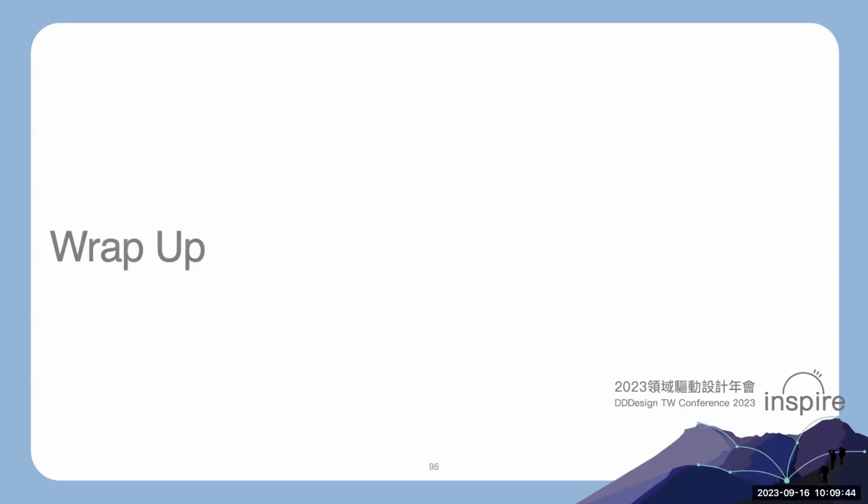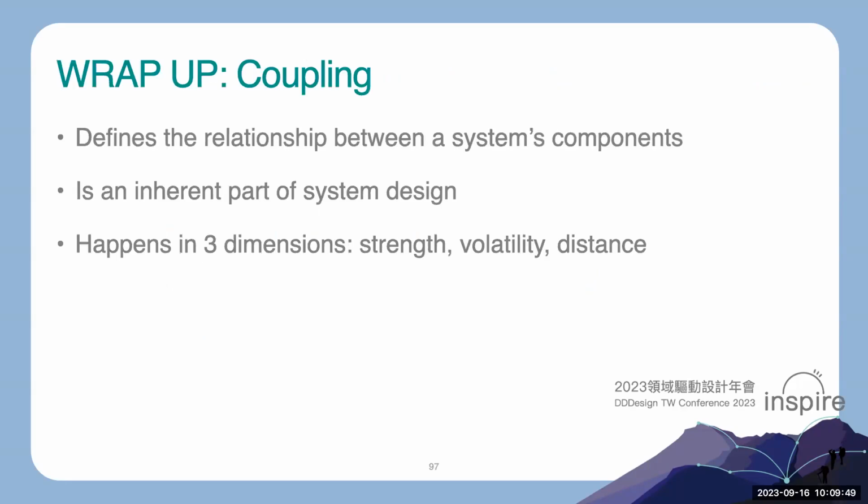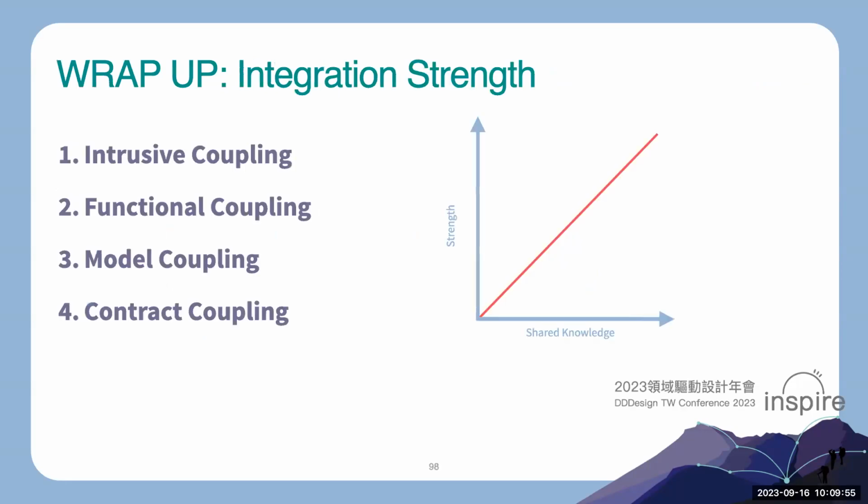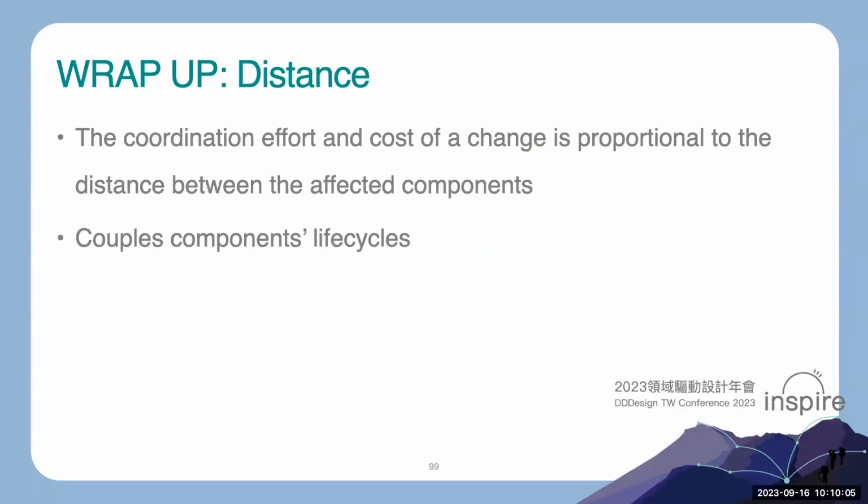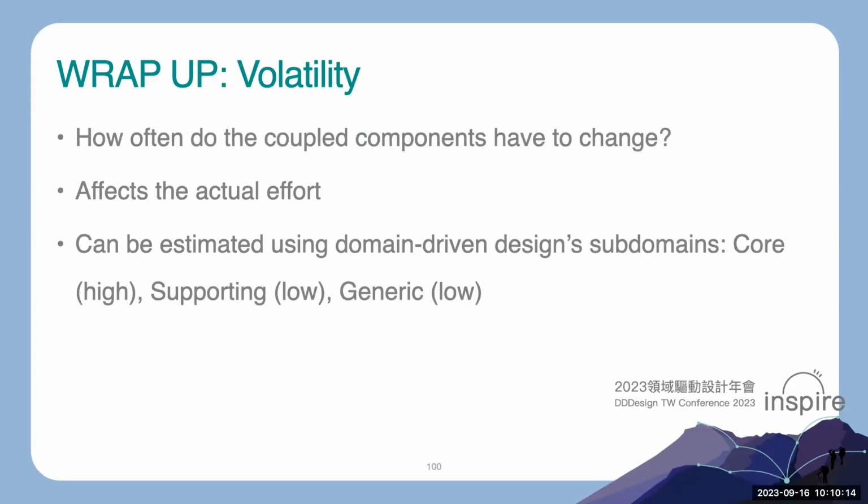Okay, I'm almost on time, so quick wrap up. Coupling, it's an inherent part of system design. You cannot design a system without coupling. And it happens in three dimensions. The first one is integration strength. It reflects how much knowledge you are sharing between the components: intrusive, functional, model and contract. Next, we have distance. It also affects the coupling, how components are located physically in the code base. Volatility, how often do the coupled components actually change?